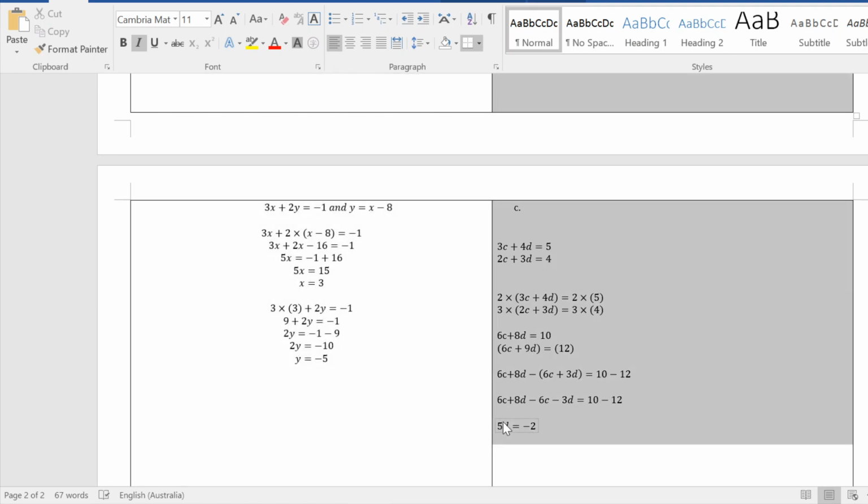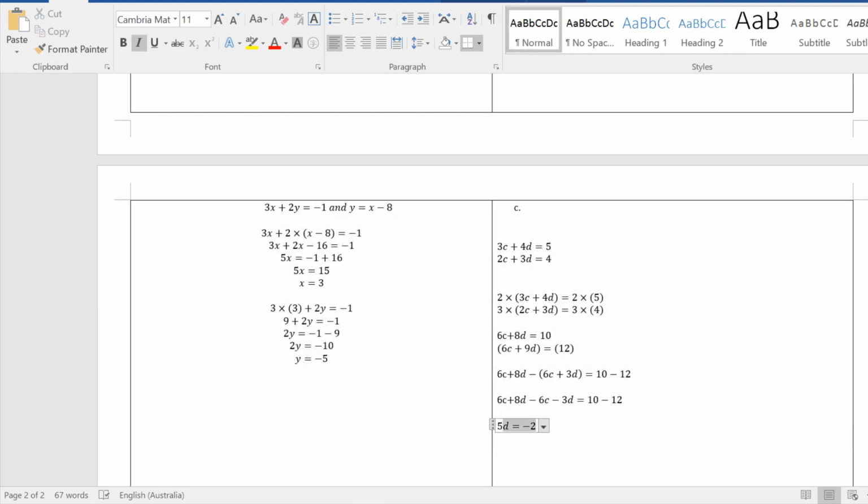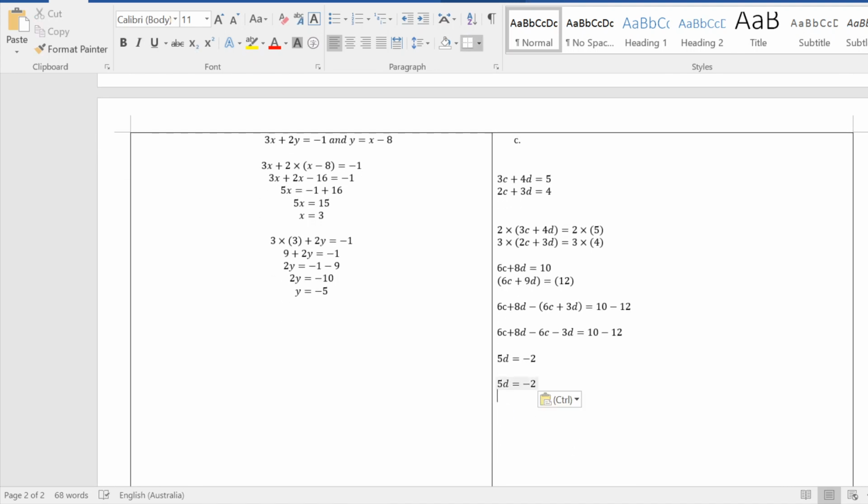From there, we simply swap them over. -2 over 5 is basically negative 0.4. There is our final answer for D. Now we can substitute D into our equation up here to get an answer for C.